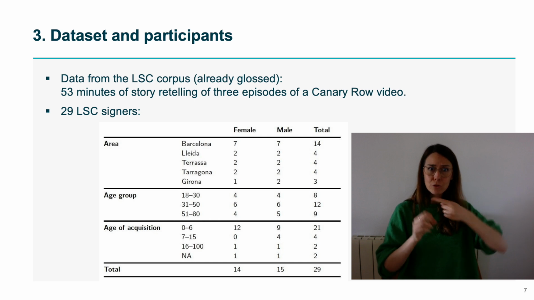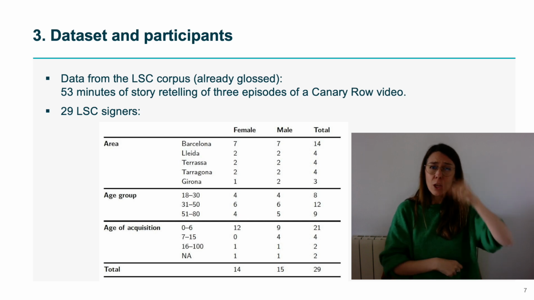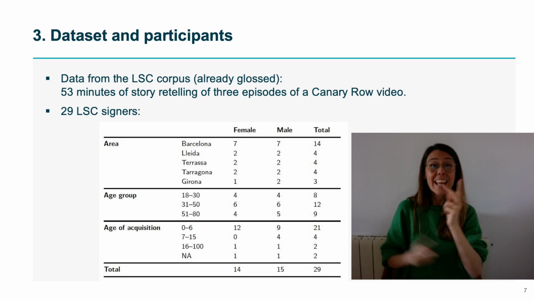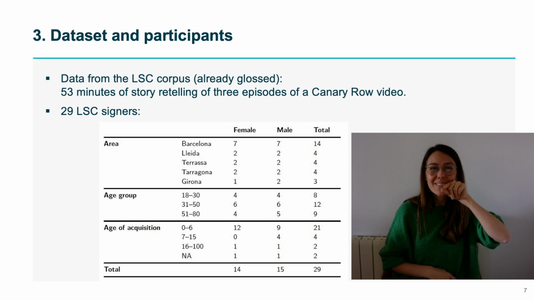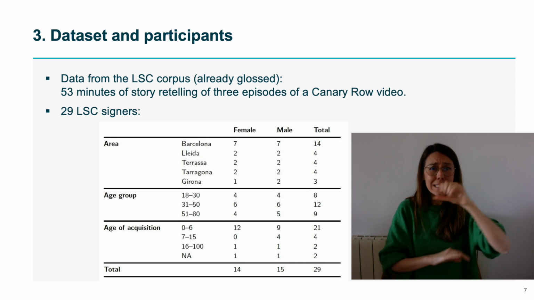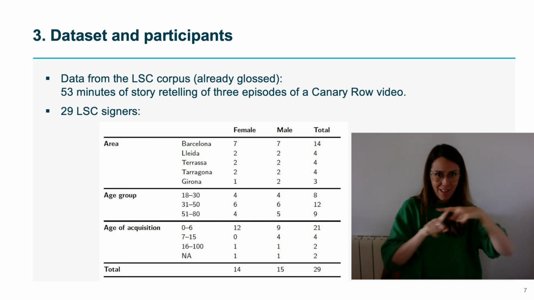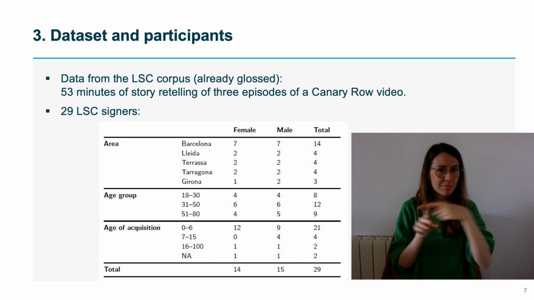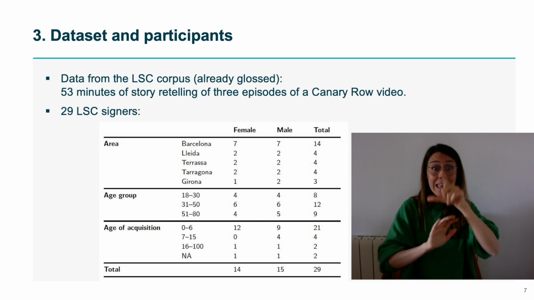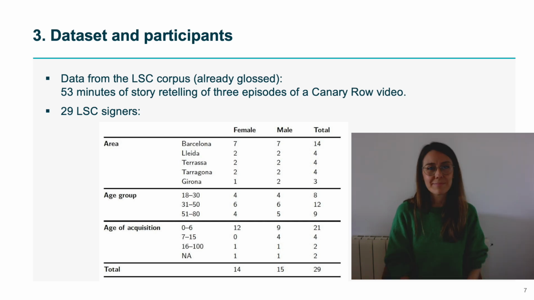So the data used for this study are from the Catalan Sign Language corpus, which was already glossed. And we used 53 minutes of story retelling of 3 episodes of a Canary Row video. And we used data from a total of 29 Catalan Sign Language signers. As you can see from the table, they come from different areas of Catalonia. They are from 3 different age groups. Most of them are signers who acquired Catalan Sign Language from birth, and we have both female and male signers.